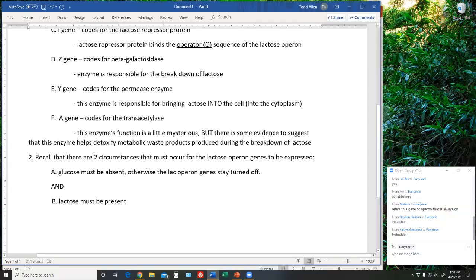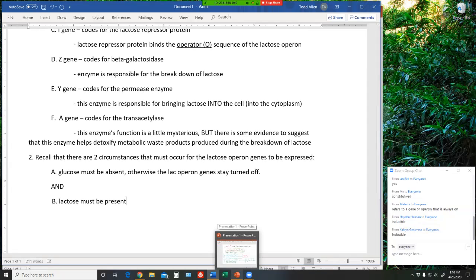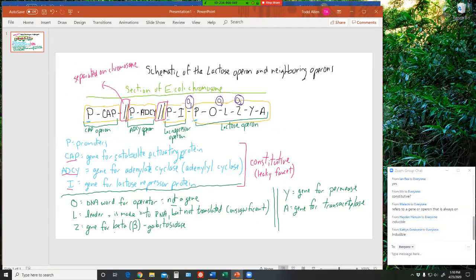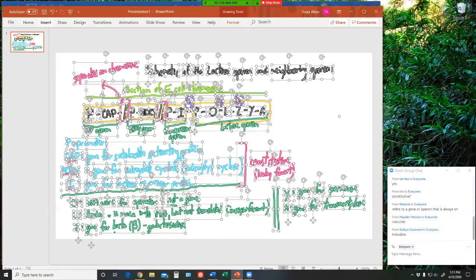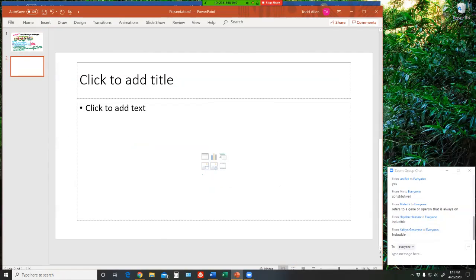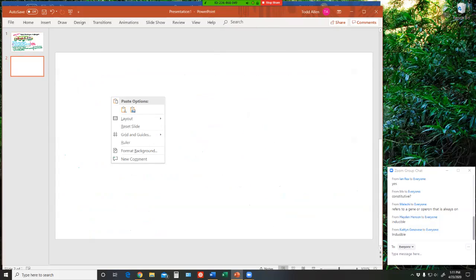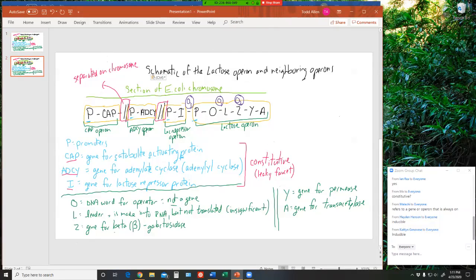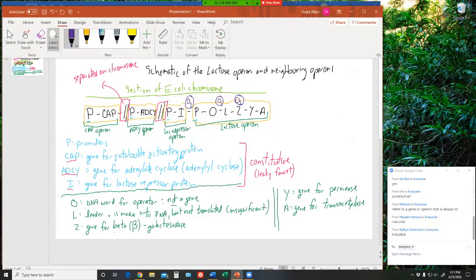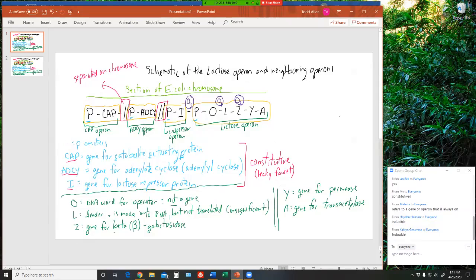So to understand this, let me go back to the PowerPoint. I want to try to copy everything and put it on a second slide. Okay, so I'm on the first slide here, and obviously you don't want to erase anything in your own notes, but I am going to erase some things here because I need more space.